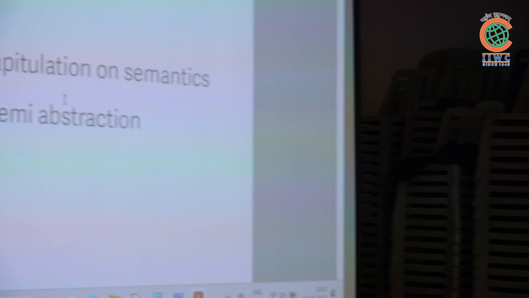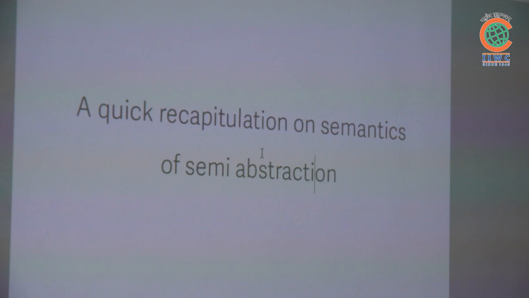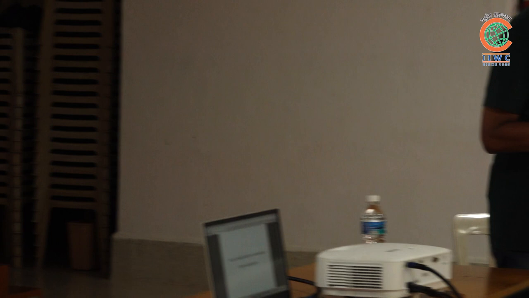I started with the semantics of semi-abstraction. See, the semantics is nothing but the language. It's the theory. It's the philosophy behind a subject. So semi-abstraction is which is not totally abstract. The total abstraction could be a visual experience of something that you see, or it could be conceptual. It could have some spiritual connotation also to it.